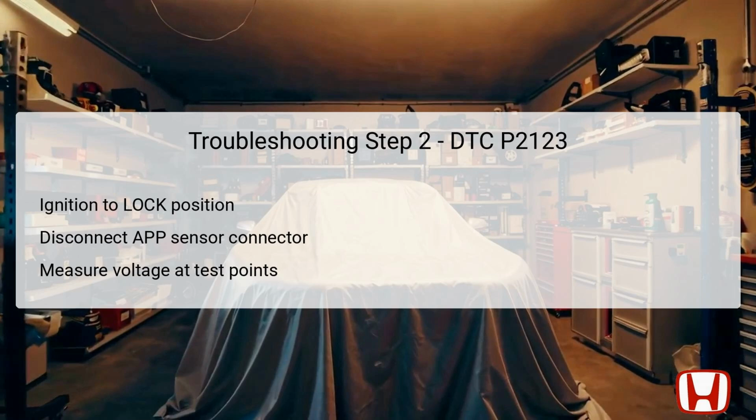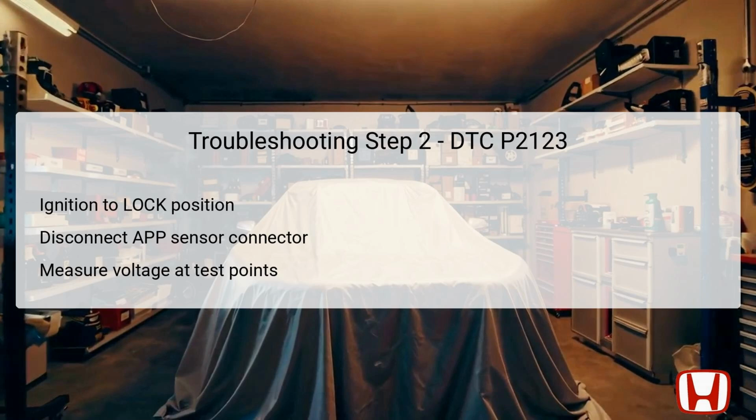In the second troubleshooting step for DTC P2123, ensure the ignition switch is turned to the lock 0 position for safety. Disconnect the 6P connector from the APP sensor to proceed with the voltage measurement. Then, turn the ignition switch back to the on 2 position again.